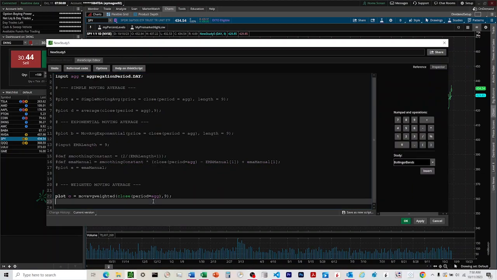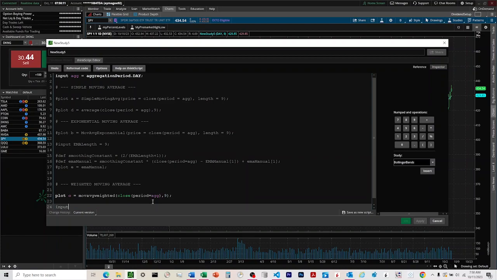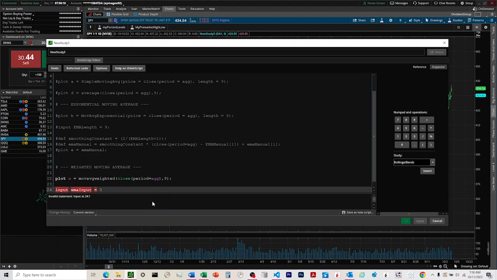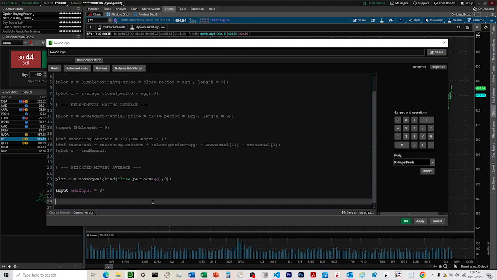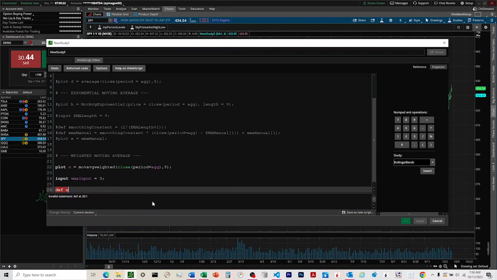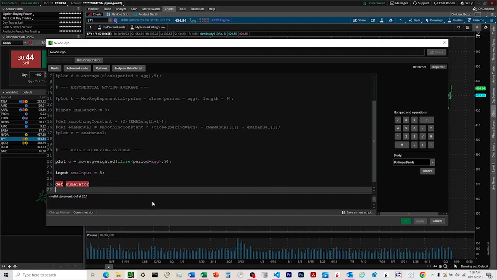So here's what weighted moving average is going to look like. We're going to start out with an input, WMA input equals 3. And then we're going to break this down by numerator and denominator.